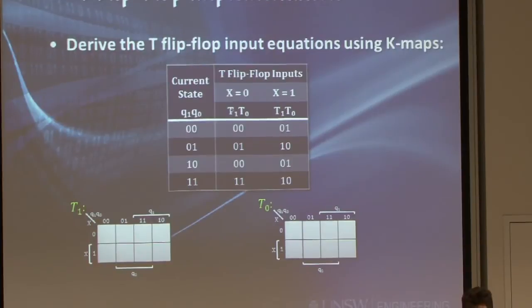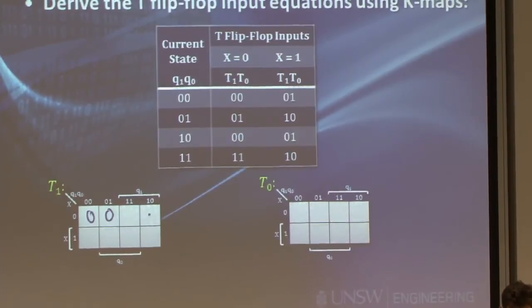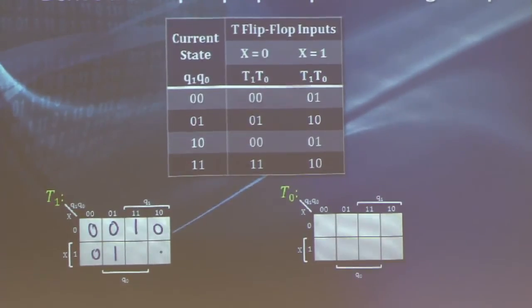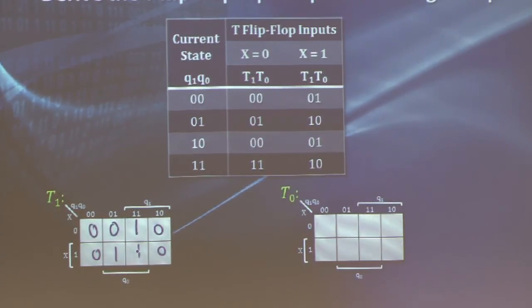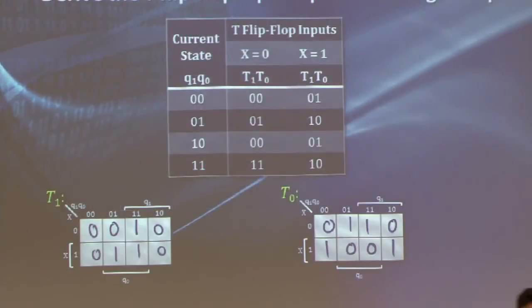Reading the K-maps, for T1 when x is 0, I'm reading 0, 0, 0, 1. When x is 1, 0, 1, 0, 1. For T0, I'm reading 0, 1, 1, 0, 1, 0, 0, 1. How quick was this? Another 10 seconds? Because, come on, an exam question won't be just that, right? It'll be that and that. So we still have 29 minutes and 20 seconds. Still plenty of time to do the hard questions.